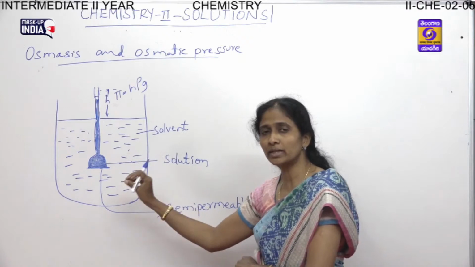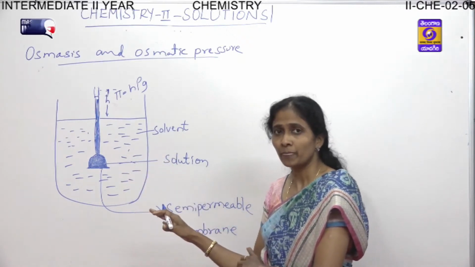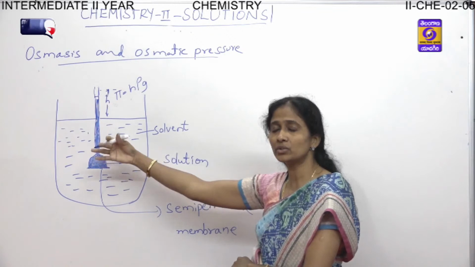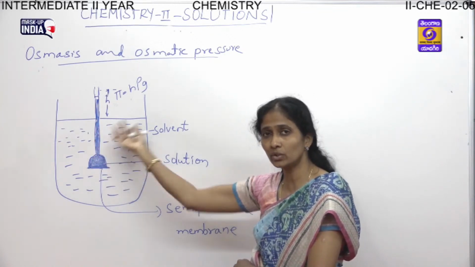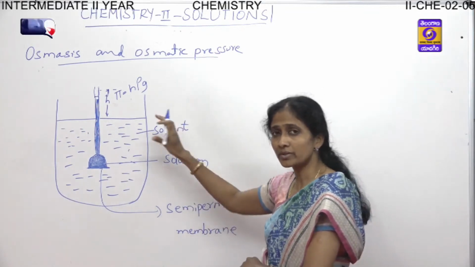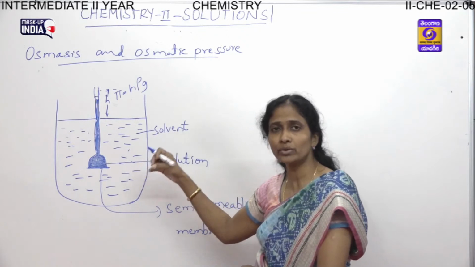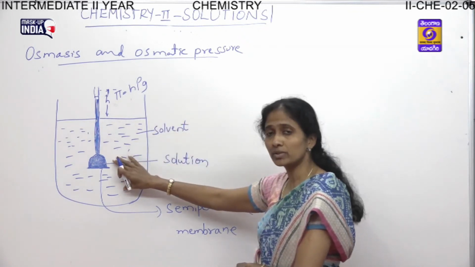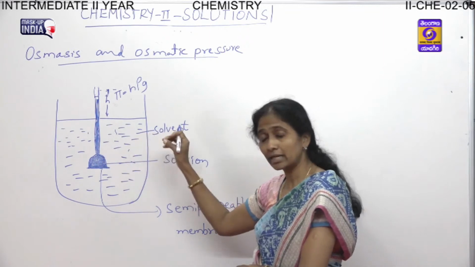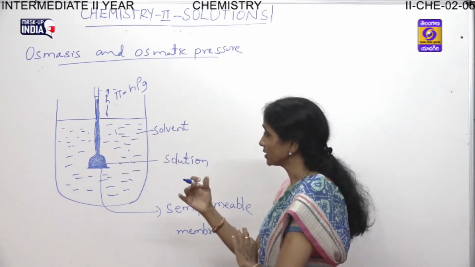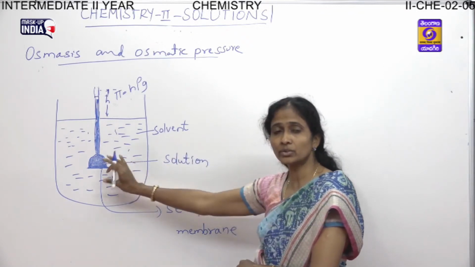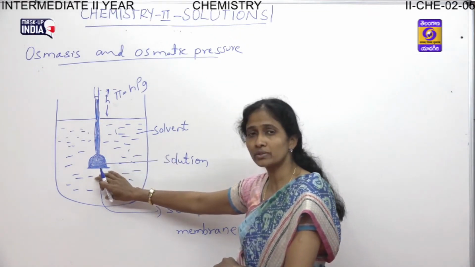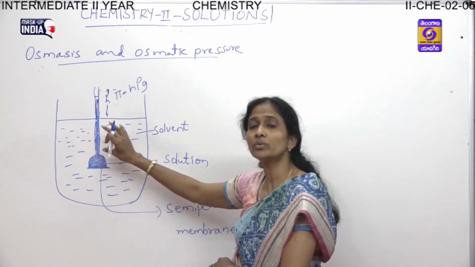Here solvent and solution both are separated by a semi-permeable membrane. Still, what is happening through that semi-permeable membrane? Solvent molecules are entering into the solution. Always the solvent is the more concentrated component. So the molecules are entering the solution, which means the process is happening from higher concentration to lower concentration.